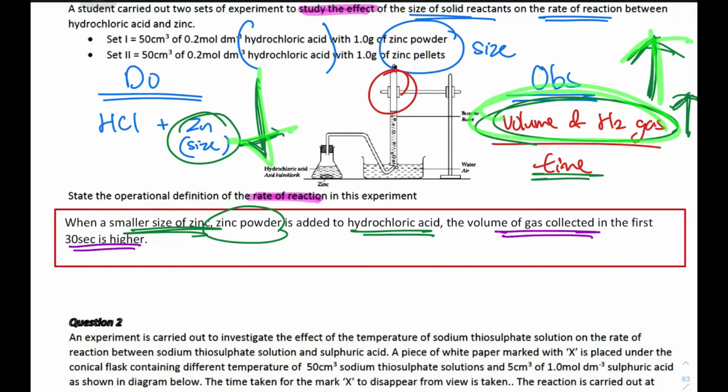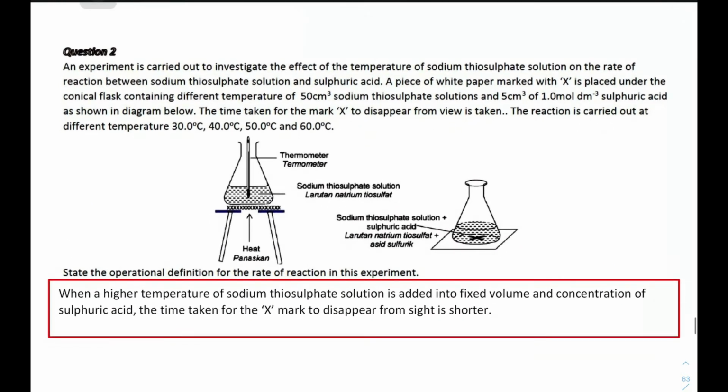Volume of gas collected in the first 30 seconds is higher. So I make a comparison. Next experiment, we have this. So what is this experiment about? This experiment is to study the effect of temperature of sodium thiosulfate solution on the rate of reaction.